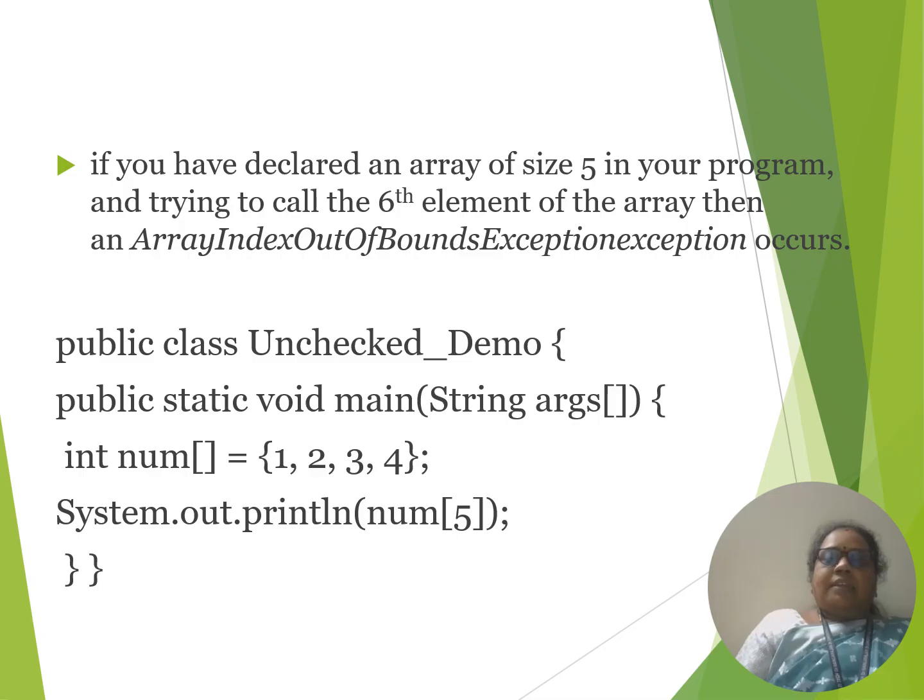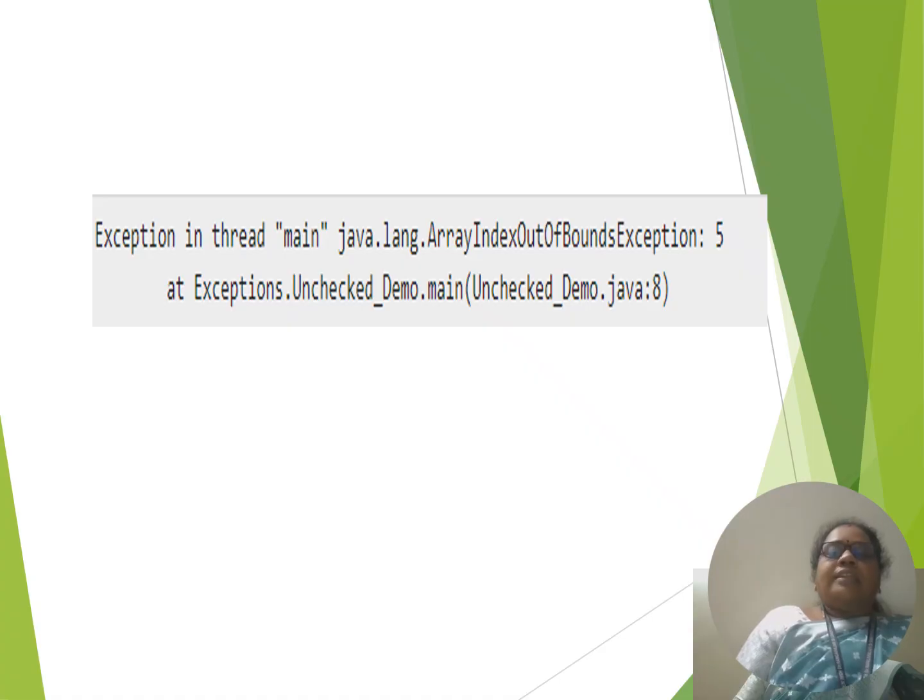An example for the runtime error: if you have declared an array of size 5 in our program and try to call the sixth element of the array, then an ArrayIndexOutOfBoundsException will occur. This error will not be identified by the compiler. For example, header files, we are declaring the array numbers with 4 elements, but in System.out.println, we are trying to get the 5th element, though we declared only 4 elements. So then the exception handles ArrayIndexOutOfBoundsException.